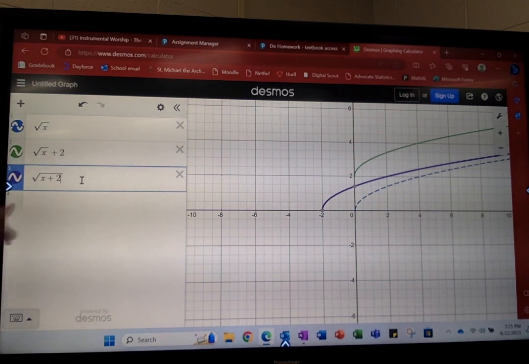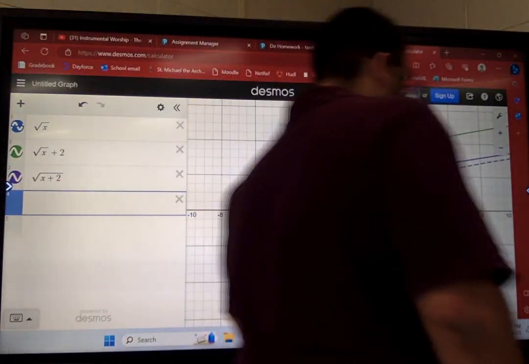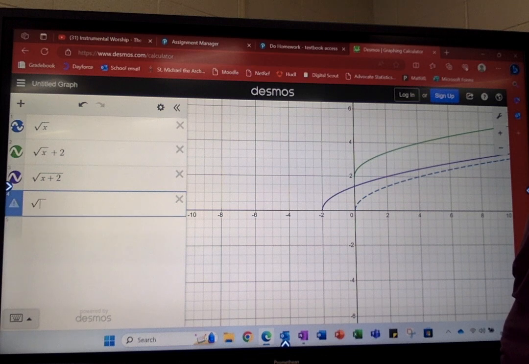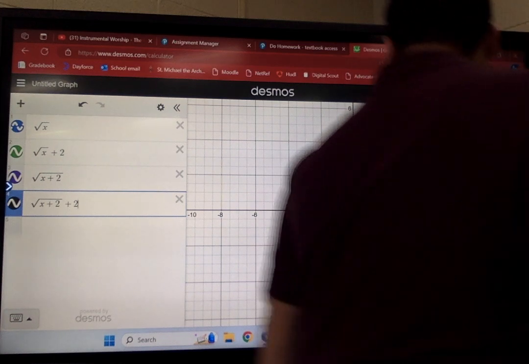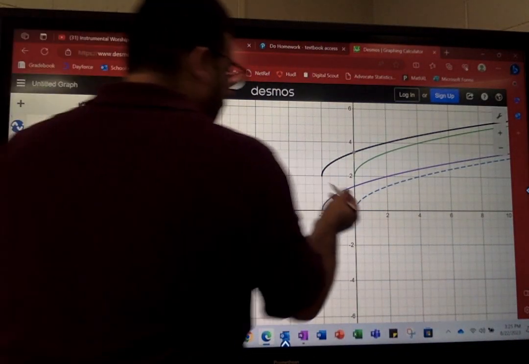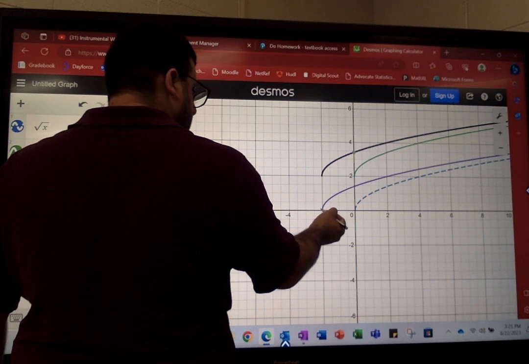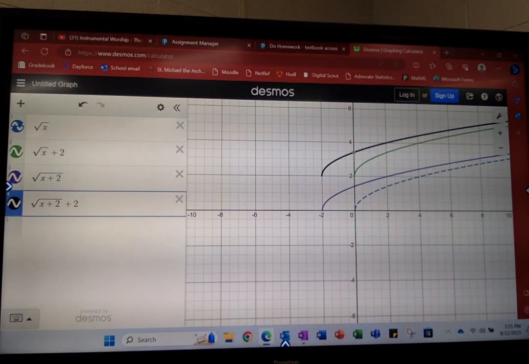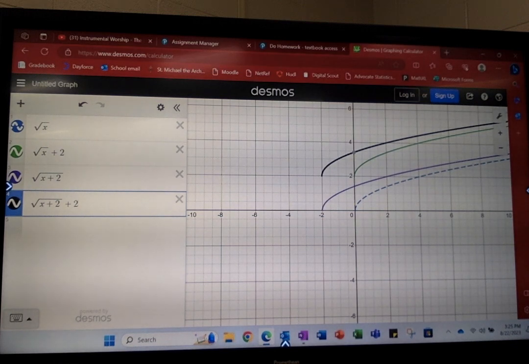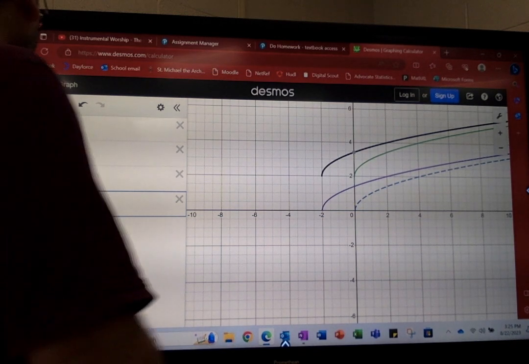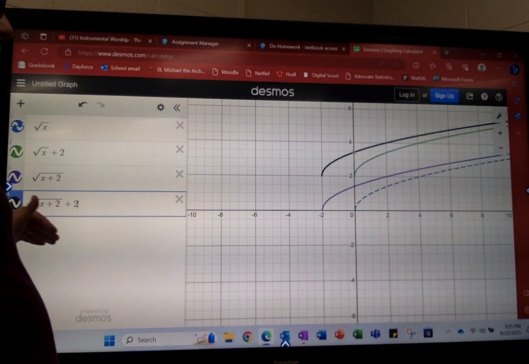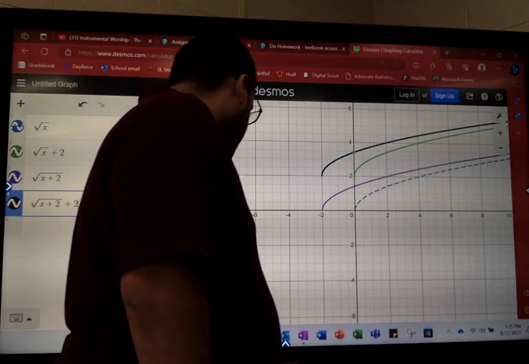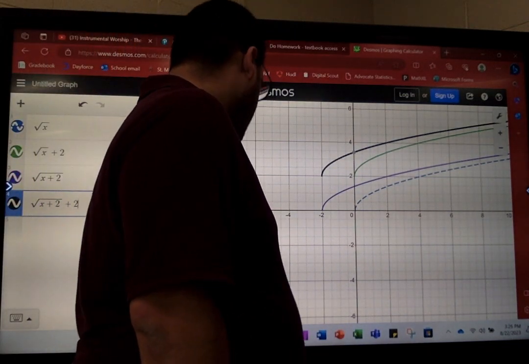And now let's do one more where I combine the vertical and horizontal translation in the same one. Square root of x plus 2, and then plus 2 on the outside. And there we go. So again, my starting point here, go 2 units to the left, and then 2 units up. There's my new parent function. All right. So those are our horizontal and vertical translations.